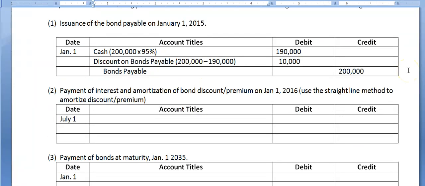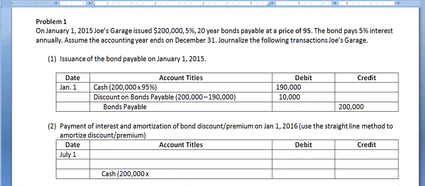Now let's take a look 1 year into the future. It's January 1st, 2016, and it's time to make our annual interest payment. I suggest doing the cash payment of interest first. It makes it a little bit easier. Let's figure out how much cash interest we have to pay. To do that, we multiply the principal. It's a P times R times T formula. $200,000 in principal times the interest rate of 5%, so 0.05. And this is annually, so it's 12 divided by 12, and that gives us a cash interest payment of $10,000.